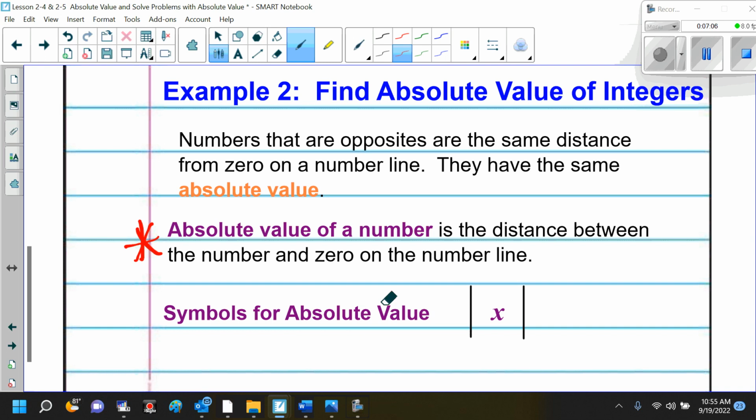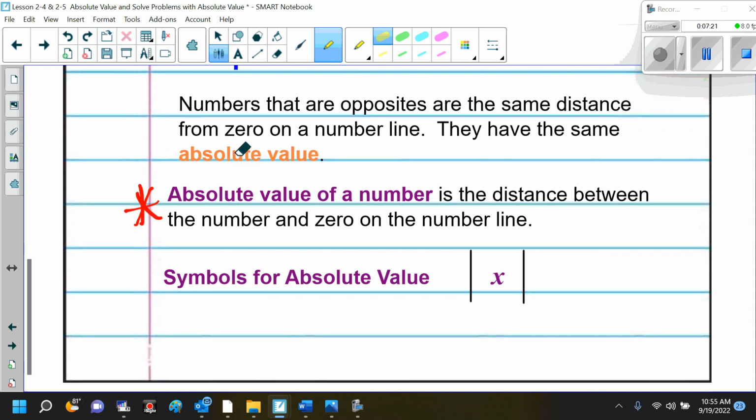The symbols for absolute value are these lines right here. Okay? Those are the symbols for absolute value. So, if I have, let me write down an example. If we want to know what is the absolute value of negative 4, that's going to be equal to 4, because it takes 4 jumps to get to 0.